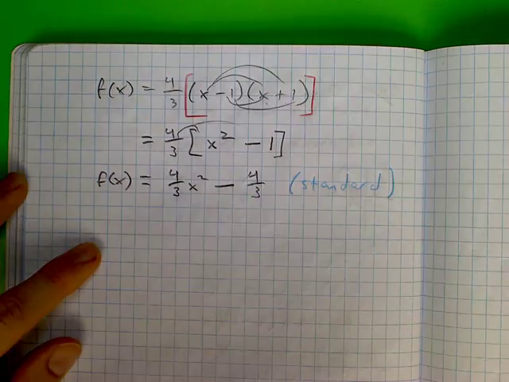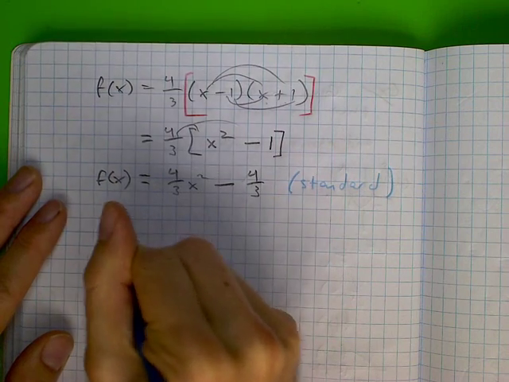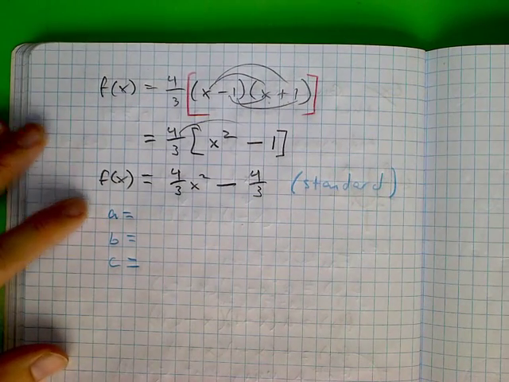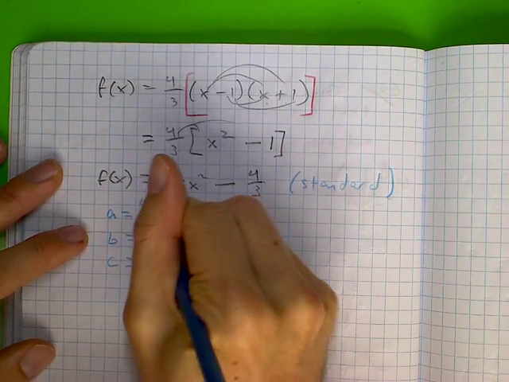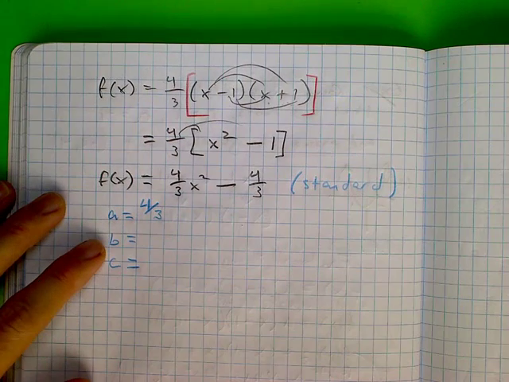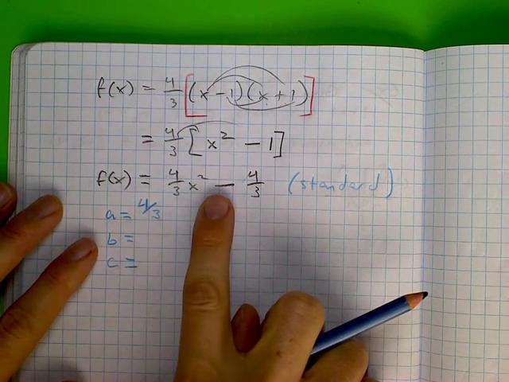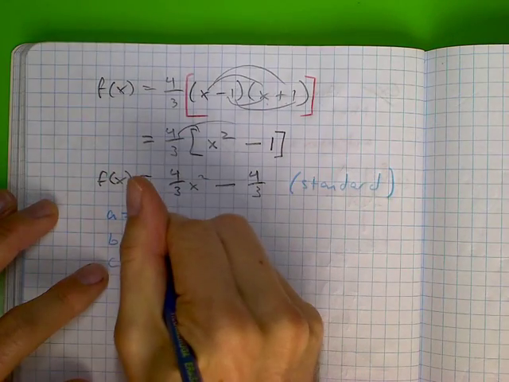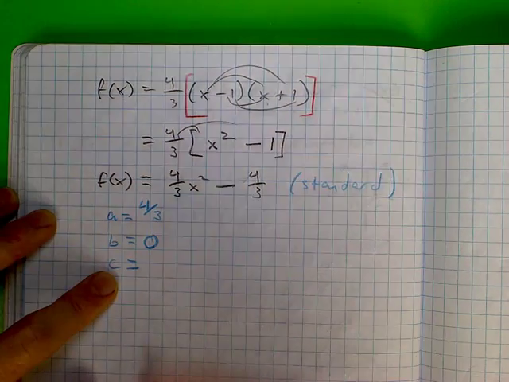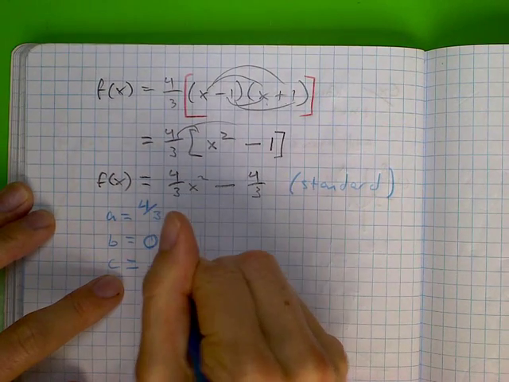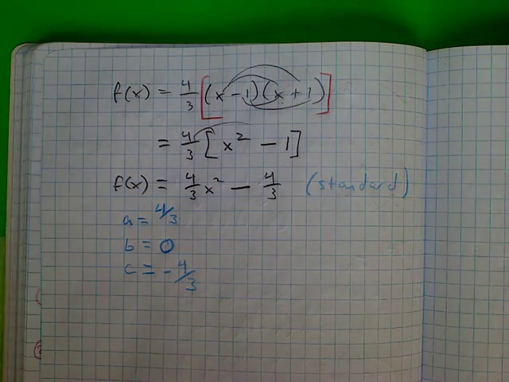Okay, and because it's in standard form, I should be able to see my A, my B, and my C. So what would my A be in this case? 4/3. That's the number that's in front of the x squared. What would my B be? There's not an x term, right? So there are exactly 0 x's. So we put a 0 in there for the missing term. And then this negative 4/3 would be the C term. Okay, so that's standard form. I've got my A, my B, and my C there, and those are useful for other things.